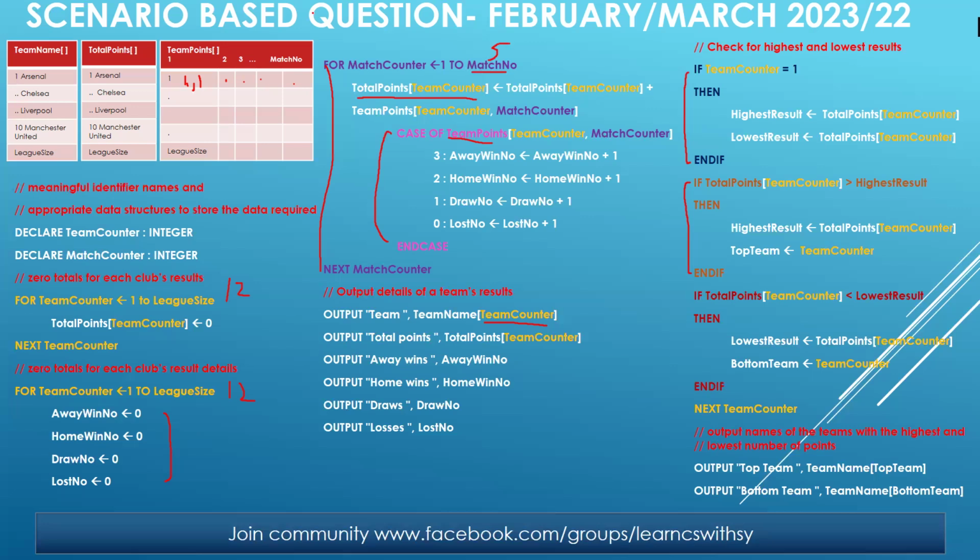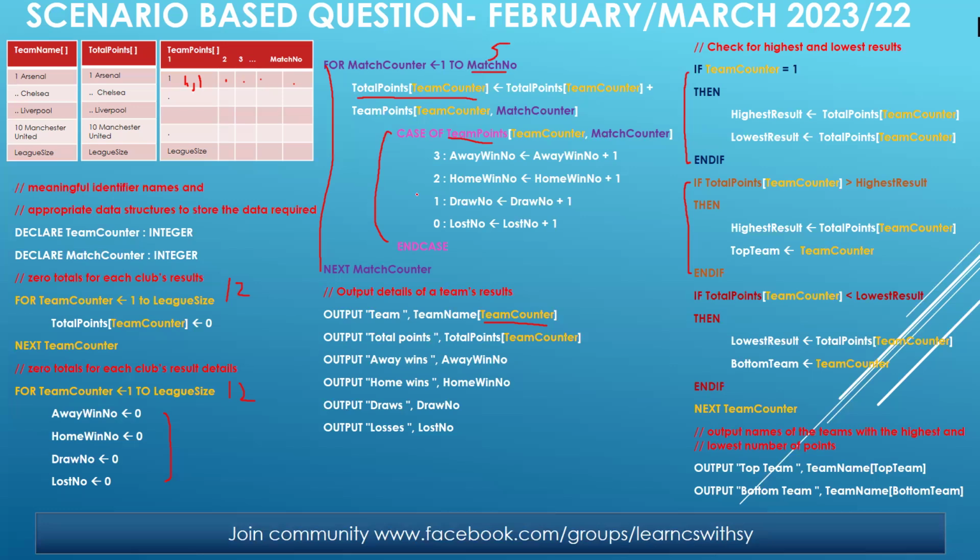It will again run for match count equals 1 to matchNo, which is 5. Again, the total points will be calculated in the same manner as we have done for Arsenal. In the same manner, we'll calculate whether the team points are an away win, a home win, a drawn match or a lost match. And we'll simply perform the accounting with the help of case of. We have handled it a little more efficiently. I mean, you can use if also, perfectly okay. Yes, I said it's perfectly okay that you can use if also.